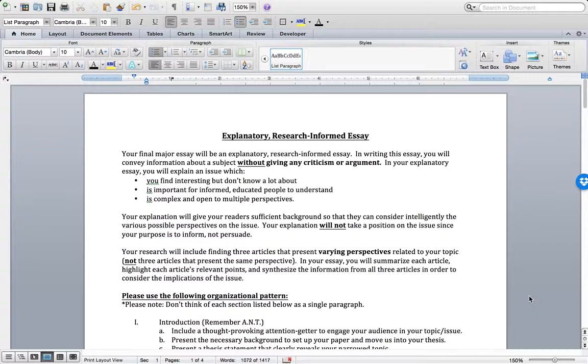We have the explanatory research-informed essay. So your final major essay will be an explanatory research-informed essay. In writing this essay, you'll convey information about a subject without giving any criticism or argument. So this is a completely objective overview. In your explanatory essay, you will explain an issue which you find interesting but don't know a lot about, which is important for informed, educated people to understand, and which is complex and open to multiple perspectives.